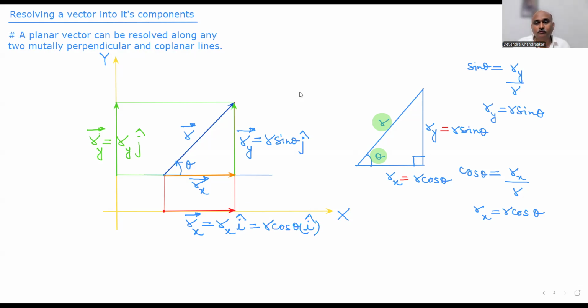Now you understood how to resolve a vector into its components. Any doubts in this case? No. Okay. Please write it quickly. Make notes.